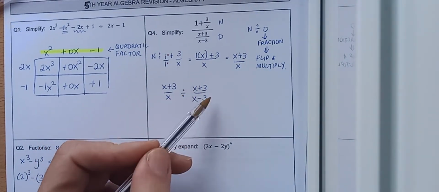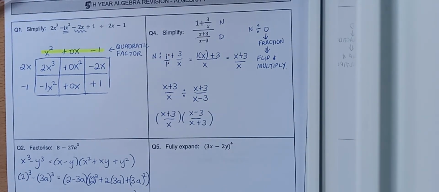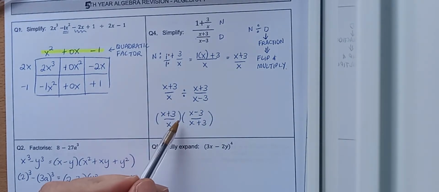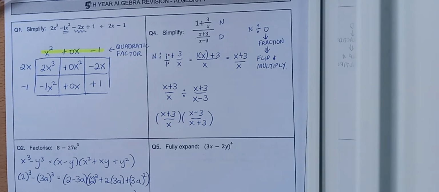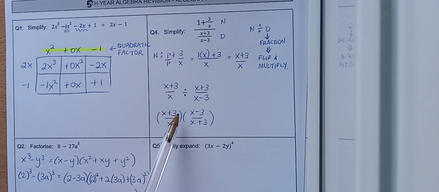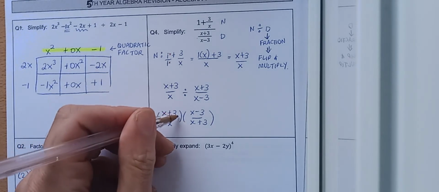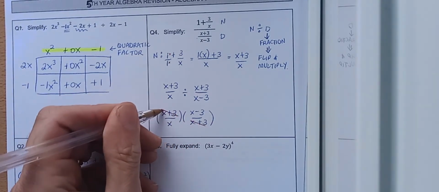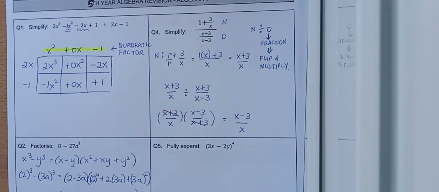to flip. I'm avoiding using the multiplication symbol in the middle in case it gets mistaken for an x, because there's so many x's floating around in this. And I'm having a look now at my numerator and denominator, and I see that x plus 3 is a factor of the numerator and the denominator. So both of those can go. And my solution then is going to be x minus 3 over x.